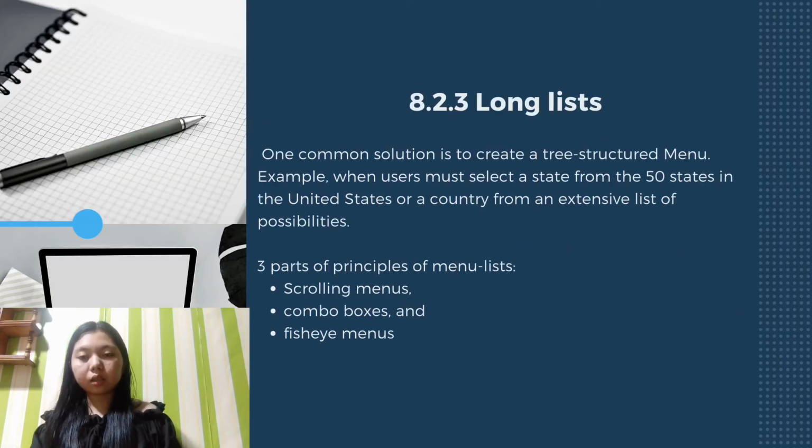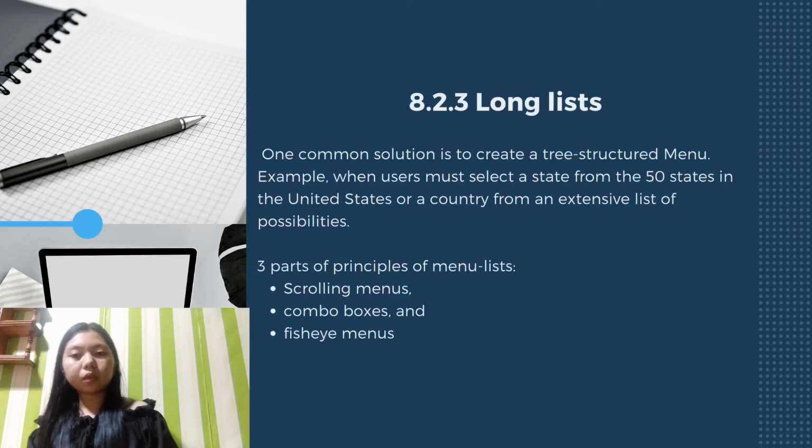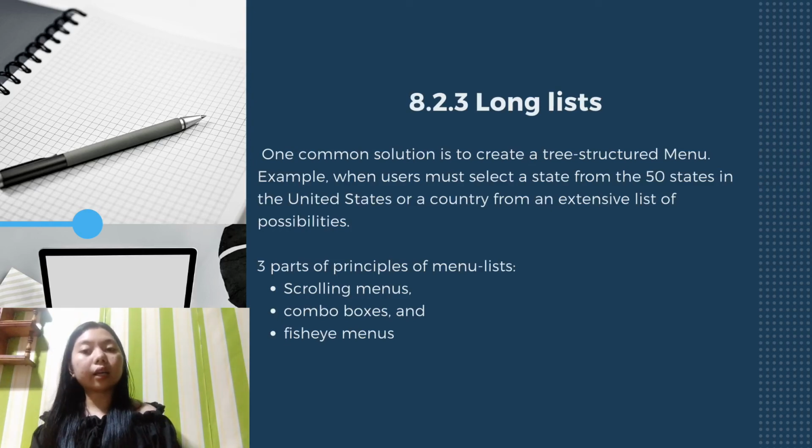8.2.3 Long list. Sometimes the list of menu items may be longer than the 30 to 40 lines that can reasonably fit on a display. One common solution is to create a tree-structured menu. But sometimes, the desire to limit the interface to one conceptual menu is strong.